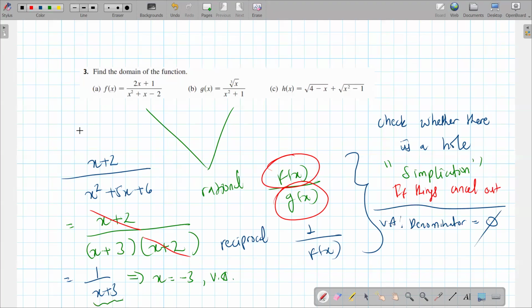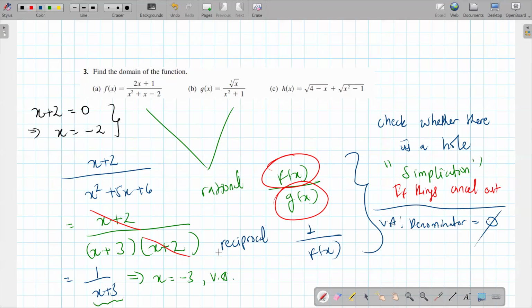And then we canceled out x plus 2 over x plus 2. If things cancel out, there's a hole. So where is your hole? For this function, you set the canceled-out term equal to 0. So here we canceled out x plus 2. We're going to set that equal to 0, so we get x equals minus 2. That means at x equals minus 2, there is going to be a hole for this function.